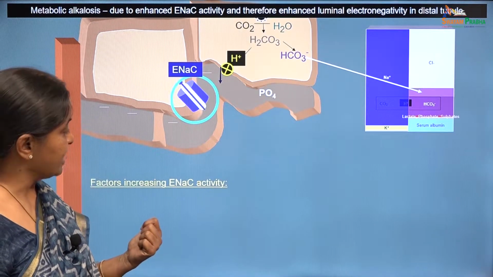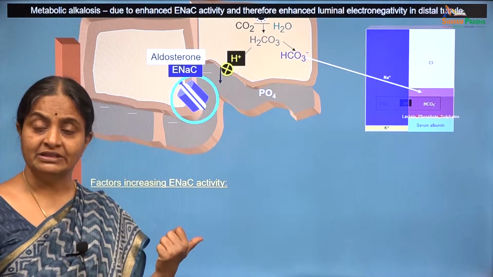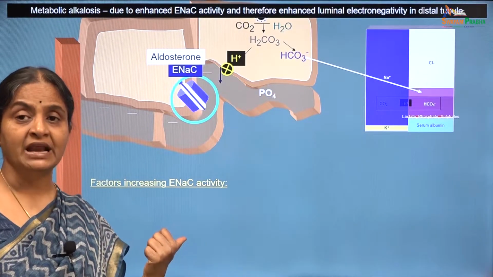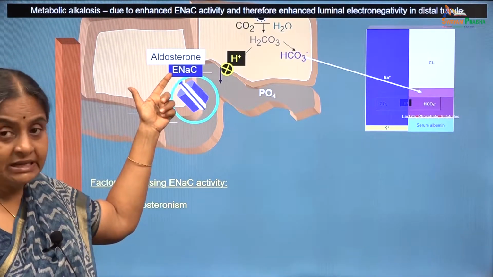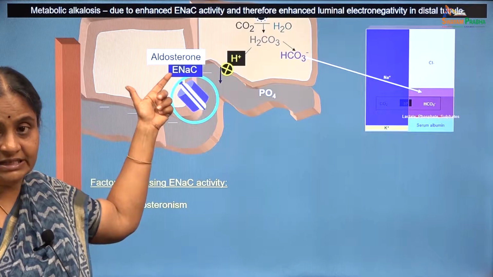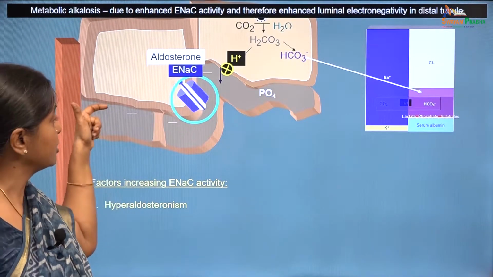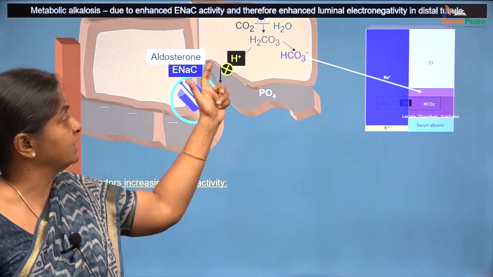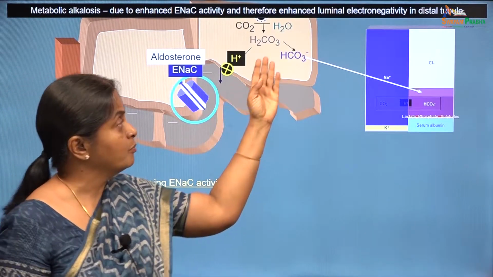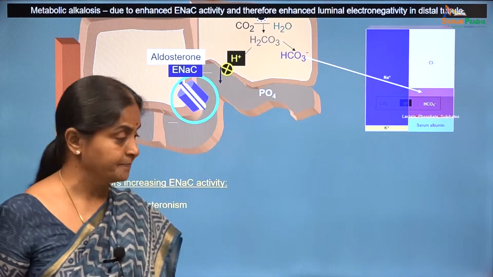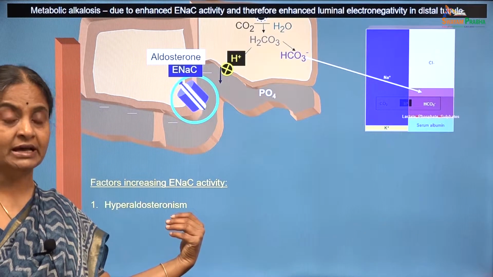The epithelial sodium channels are upregulated with aldosterone. Therefore, in hyperaldosteronism, because of increased ENaC activity, that is enhanced reabsorption of sodium through epithelial sodium channels, consequent increase in luminal electronegativity and consequent pulling out of protons, more bicarbonate can be generated. Hyperaldosteronism can therefore lead to metabolic alkalosis.